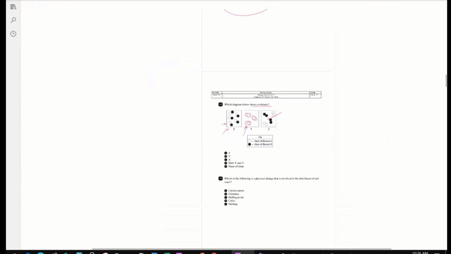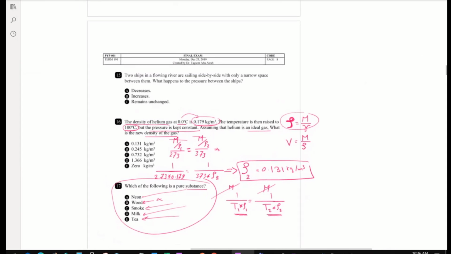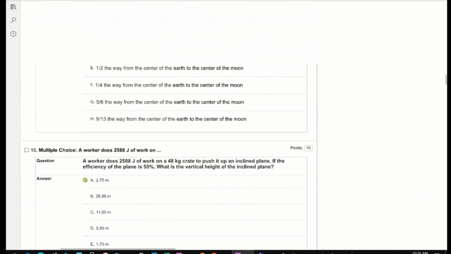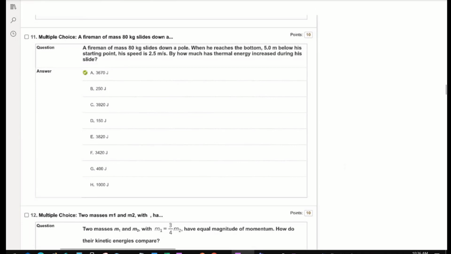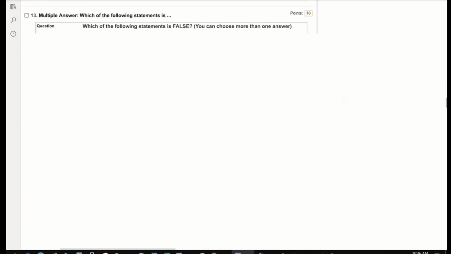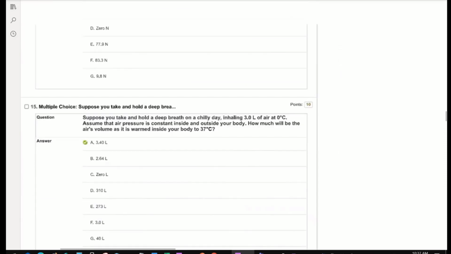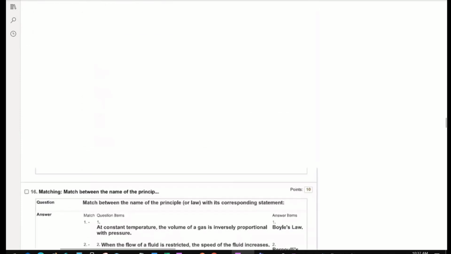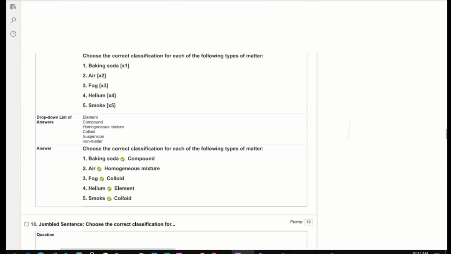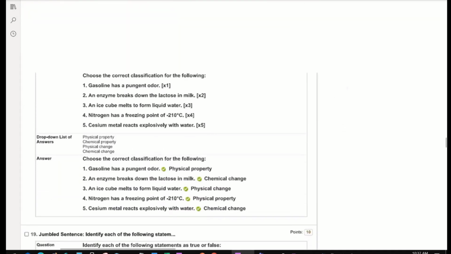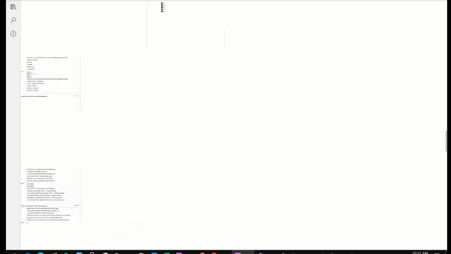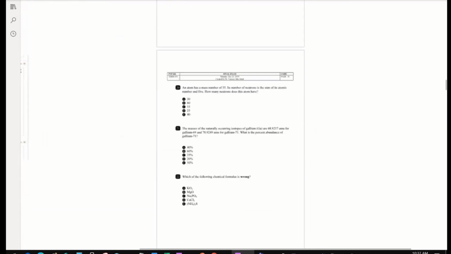We need something about buoyancy. Let's see something about buoyancy. I cannot see anything. Anyway, let's move to some chemistry.